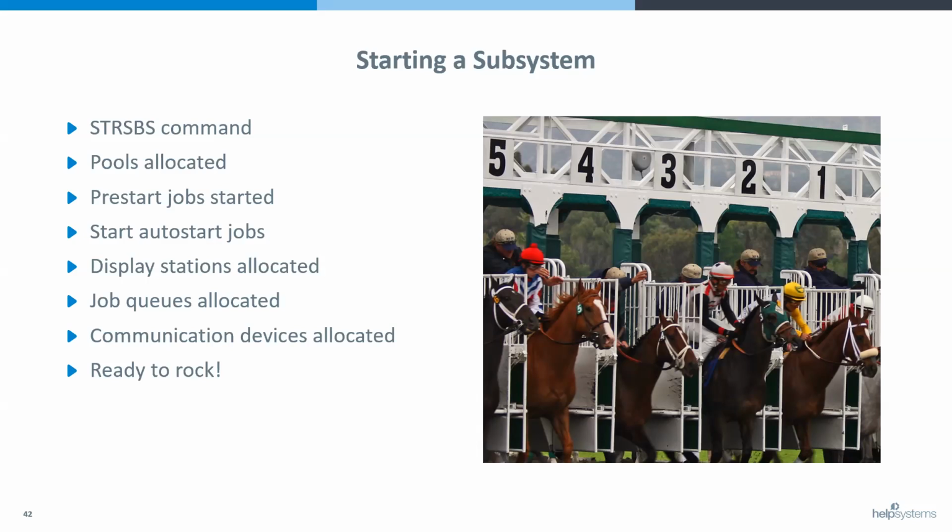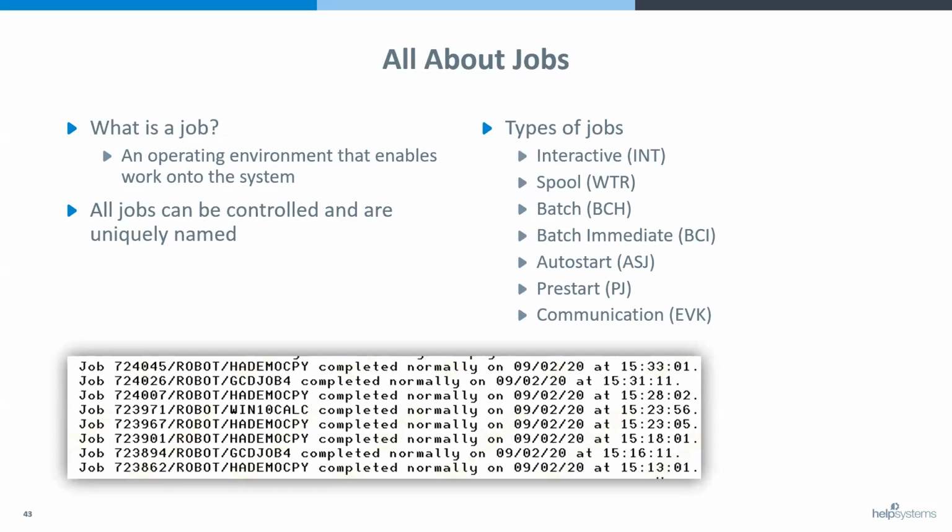But yeah, job queues and devices are allocated to the subsystem that is started first, if I've defined them in more than one subsystem. And then next come the comms devices, before finally the subsystem is active. So think about that next time you start a subsystem. There's lots going on there.